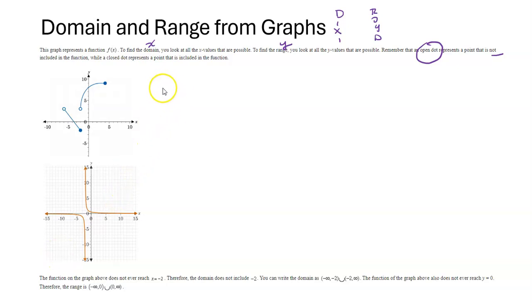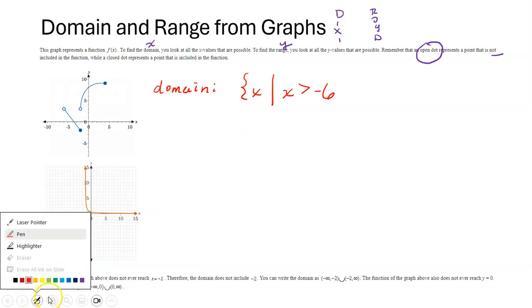Okay, so let's do the domain and range of this graph. Domain, we know is x. So x is, let's see, that's -6. So x is greater than -6. Or x is between, hold on. Sorry, I was on the right track. I just did not trust myself, which is as per usual.